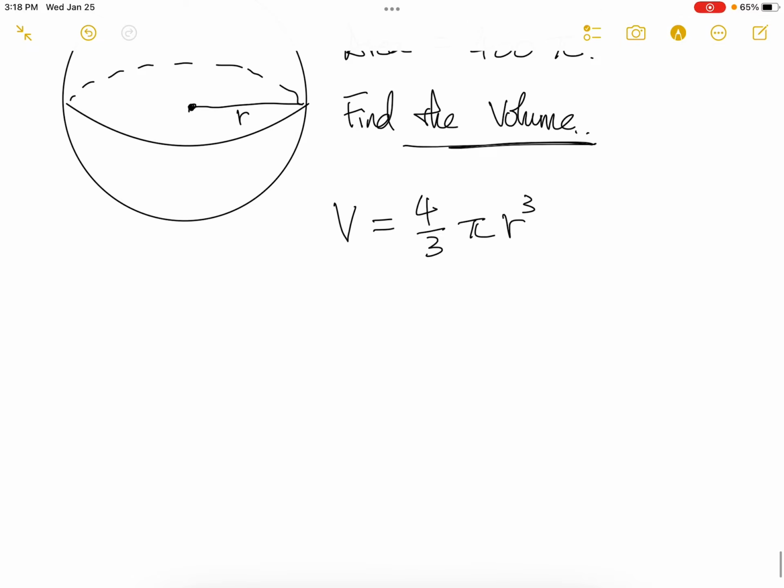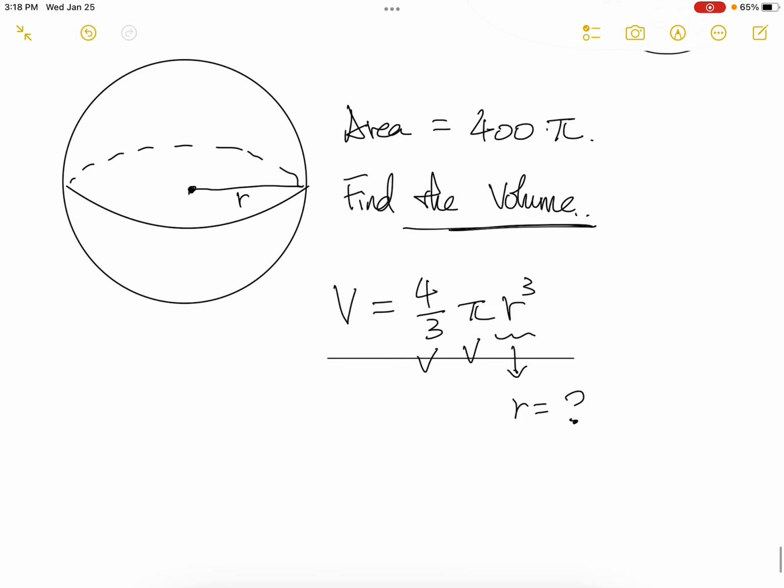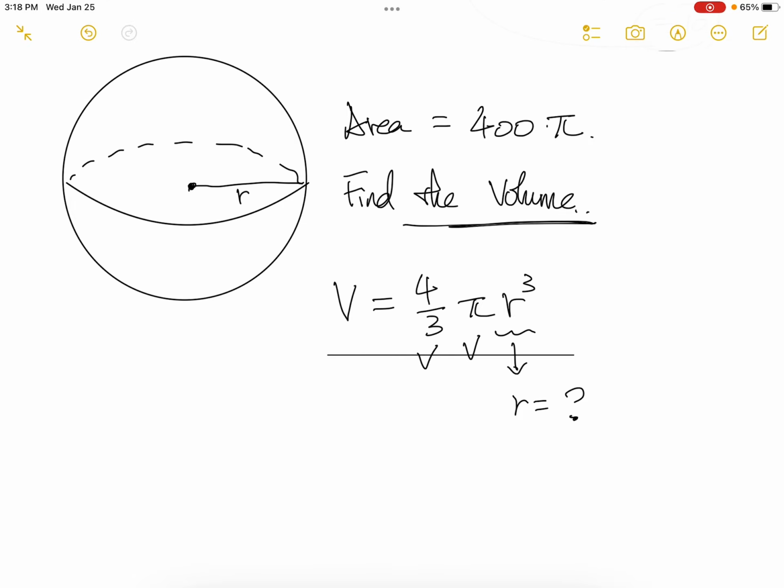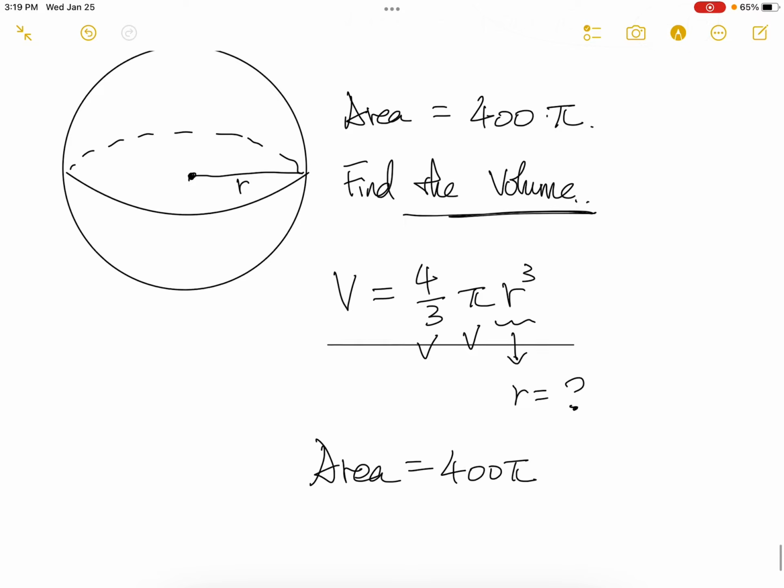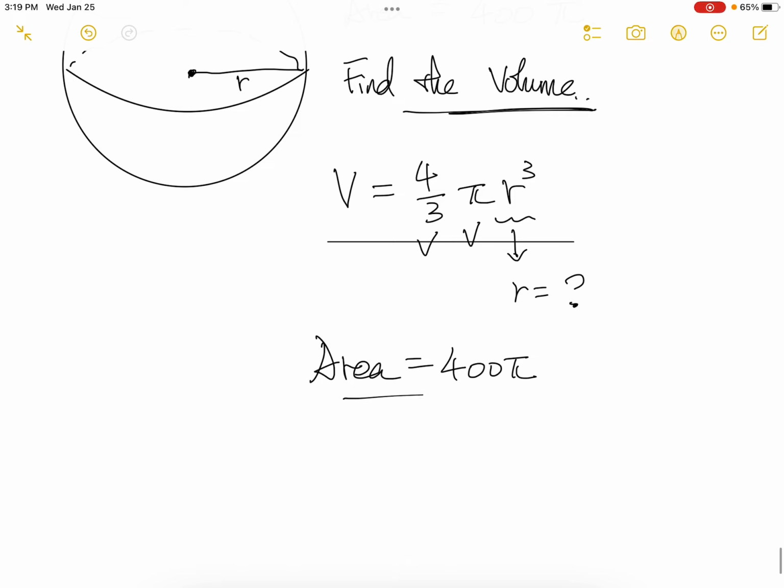And then we look at this formula and we say, okay, do we have all the information we need? 4/3 is fine. Pi, just a number. R, we don't know what r is. So now we go back to the information that's given to us. Area equals 400 pi. So we know for sure that we have to use this information to get r. There's nothing else to use, right?